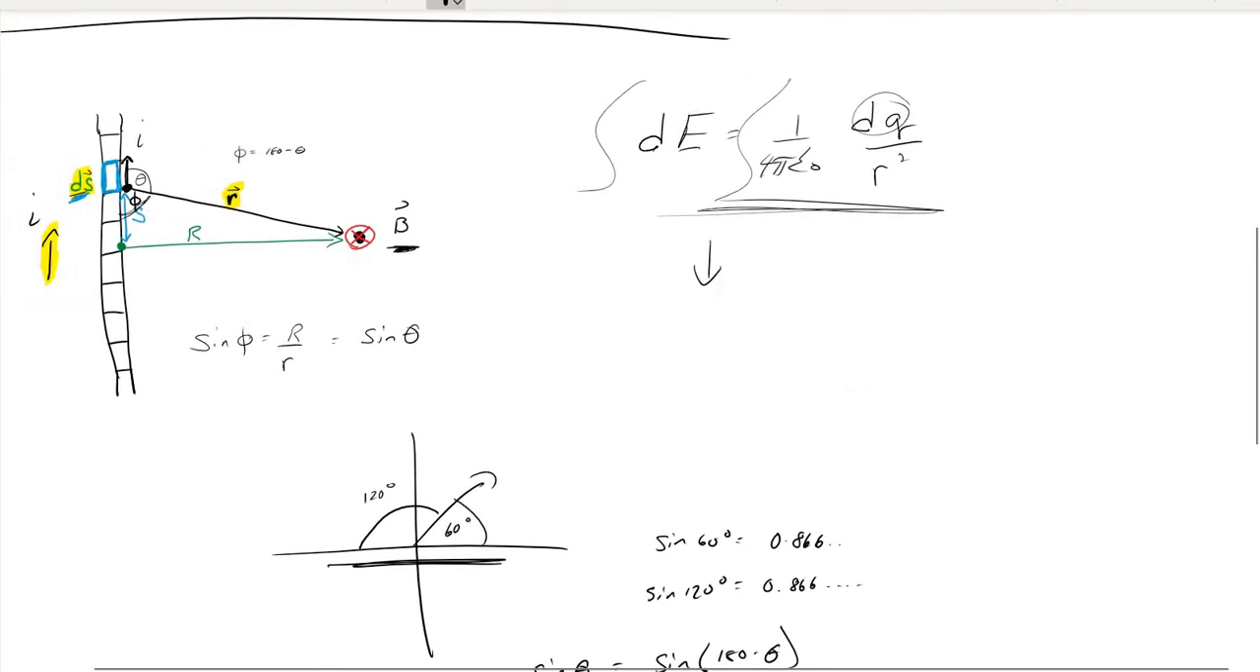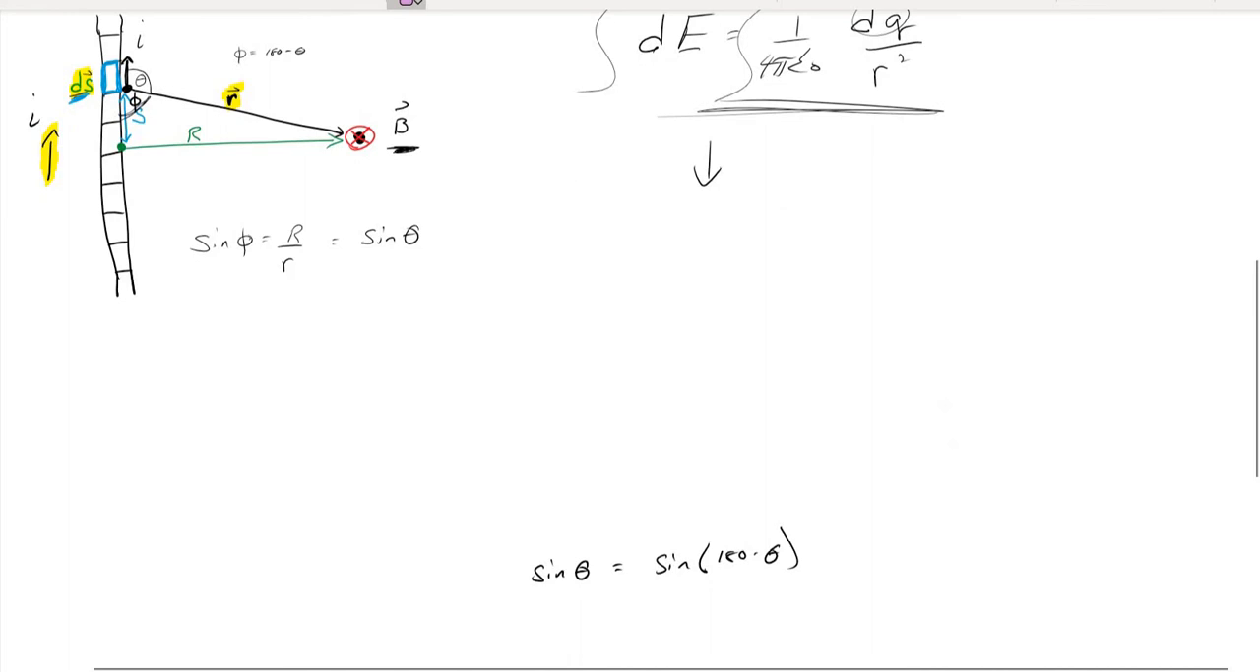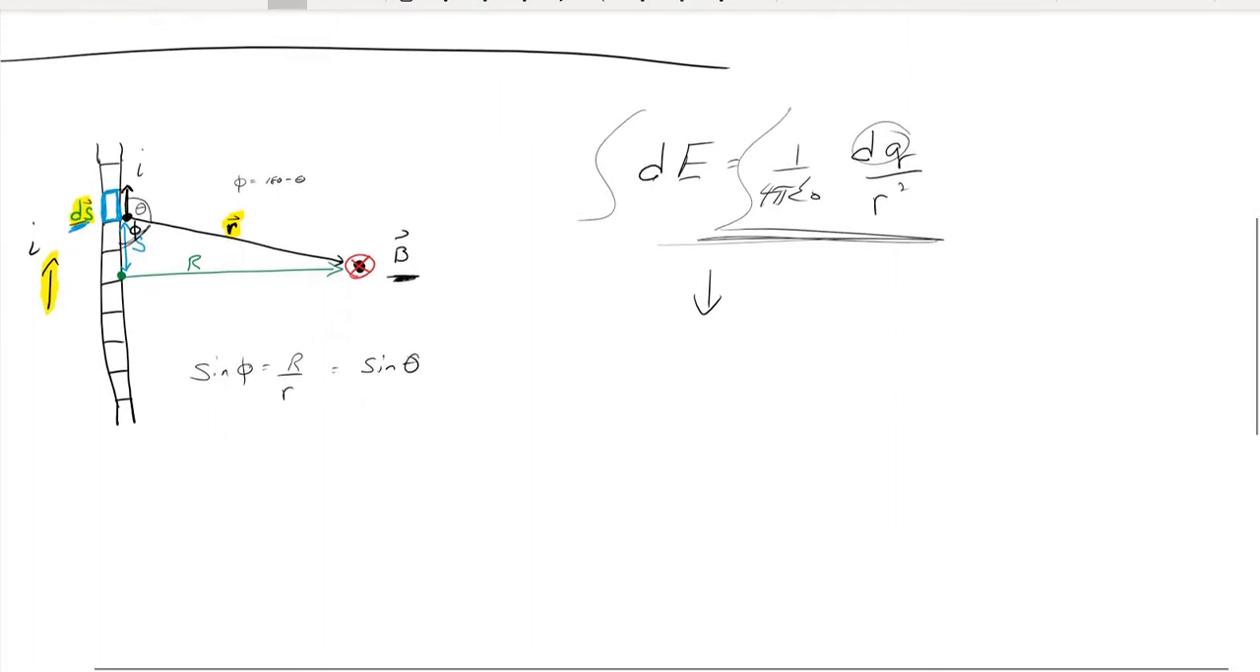Well, we want to see if we can mirror this situation. Can we take what we already have for electric charge and electric field and adjust the equation for electric current and magnetic field?